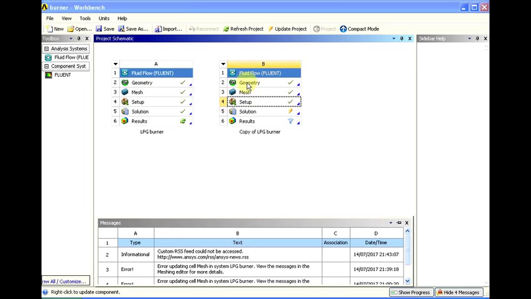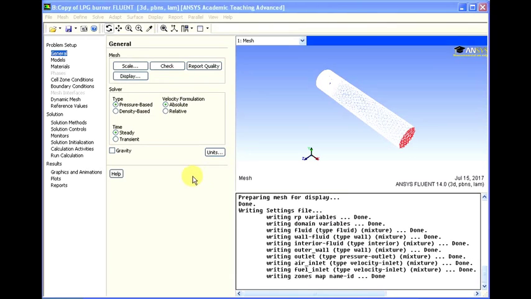In the last video, part 3, we did an LPG burner with the species transport combustion model. Then we duplicated the project. Today we are using the non-premixed combustion model with PDF. The Fluent window is already running in the background, so we'll just open Fluent.